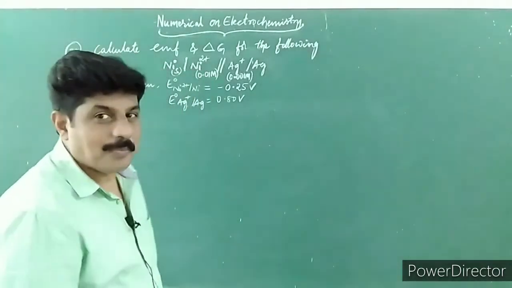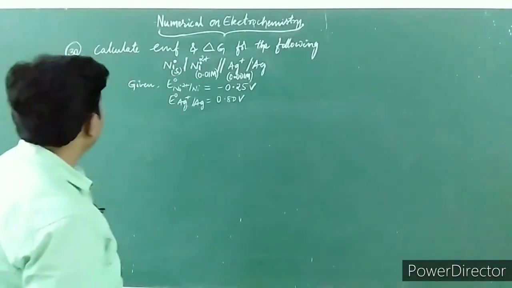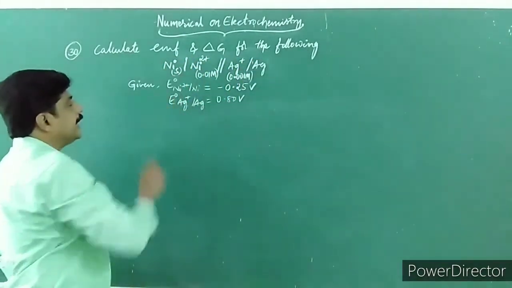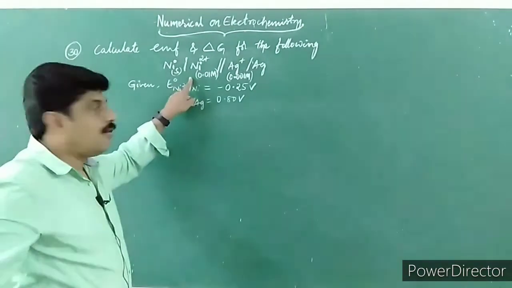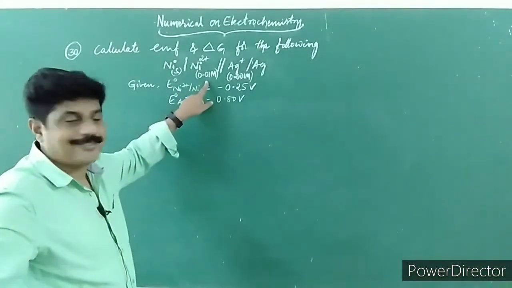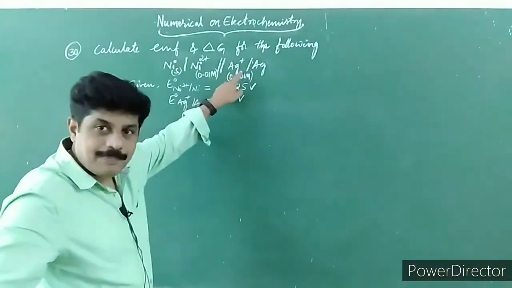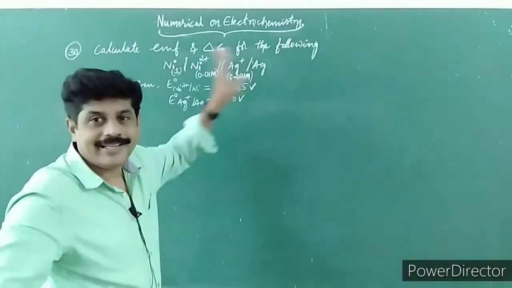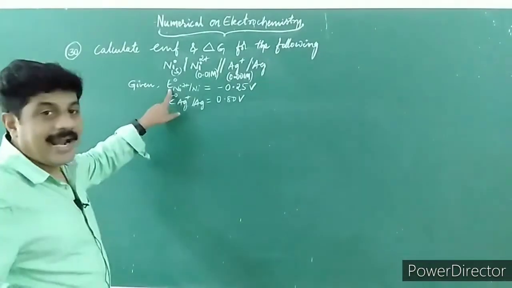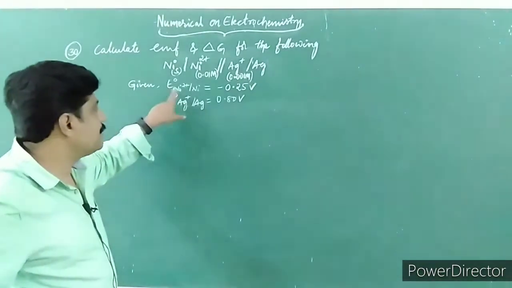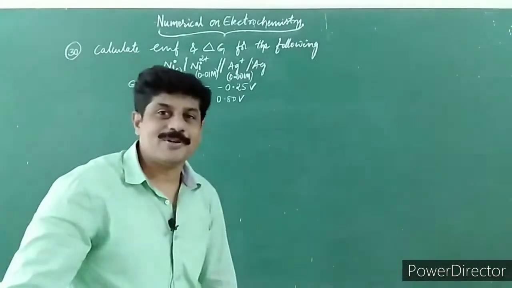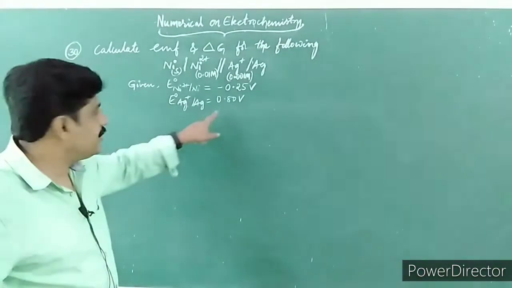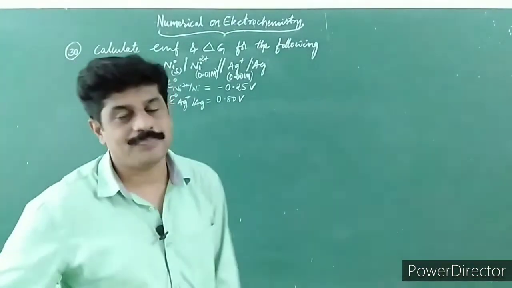Children, let me take up one more numerical for you. Calculate EMF and delta G for the following: Ni bar Ni2+ of 0.01 molar concentration, double bar Ag+ of 0.01 molar concentration bar Ag. Given standard reduction potential of Ni2+ bar Ni is equal to minus 0.25 volts and standard reduction potential of Ag+ bar Ag is equal to 0.80 volts.